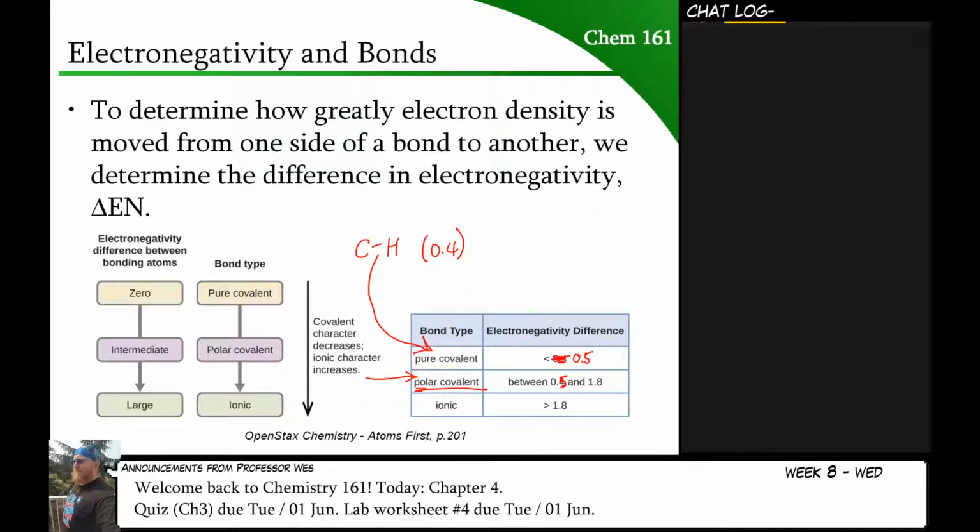Now, what do these terms mean, other than just shoving a number into a category? Pure covalent means that for our bond, the electron density is completely covalent. It's essentially equal across the bond. There's no notable displacement of electron density towards either atom in the bond. So in a CH bond, the electron density is more or less right in the middle.